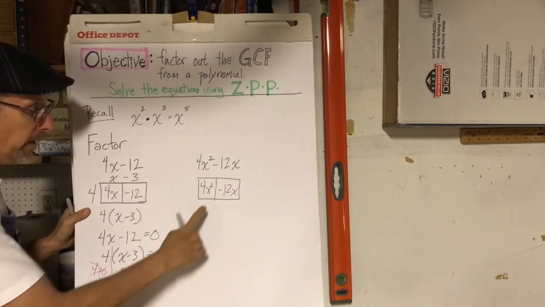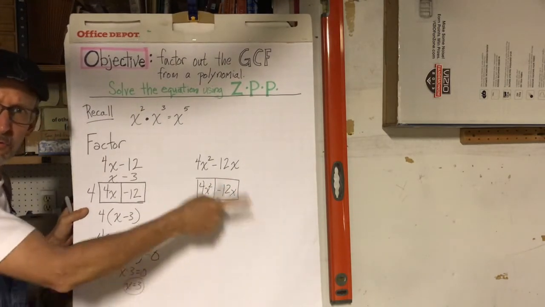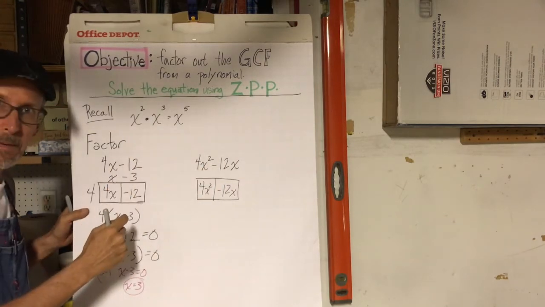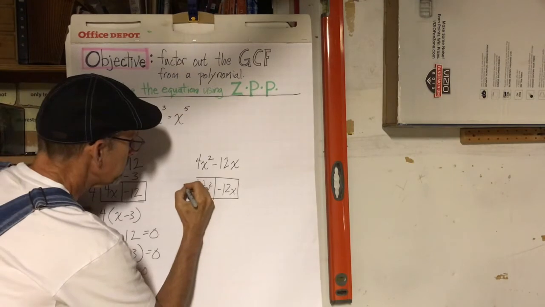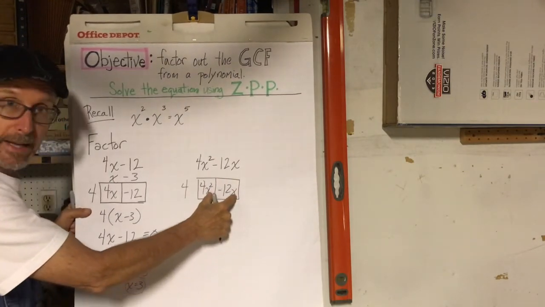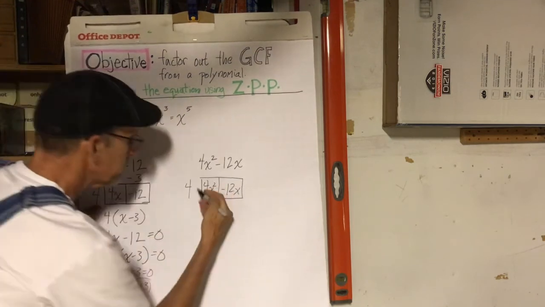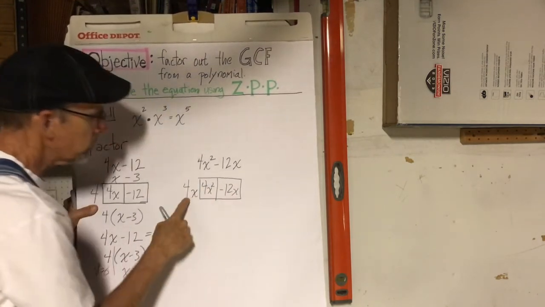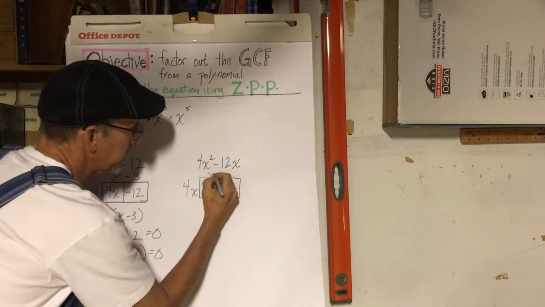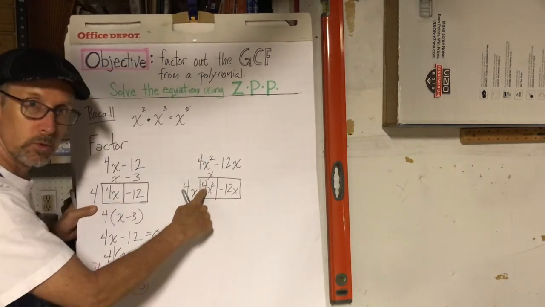This time, though, I also have an x in common. I know the 4 will come out because you can see it's the same. It's much the same polynomial. So the 4 will come out, but there's at least one x in each of these terms as well. So 4x times what is 4x squared? Well, times x. 4x times x is 4x squared.